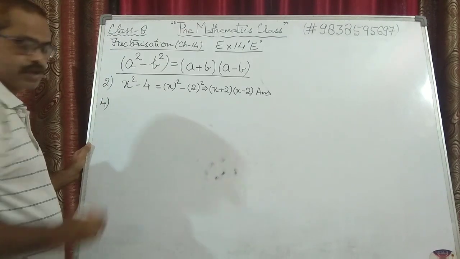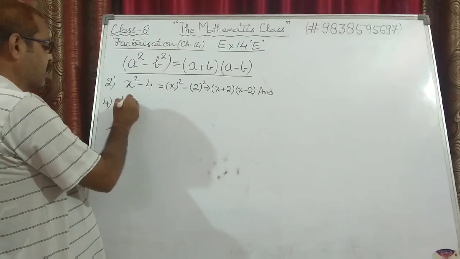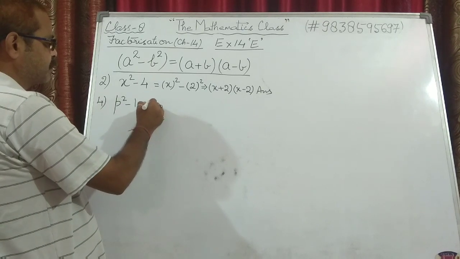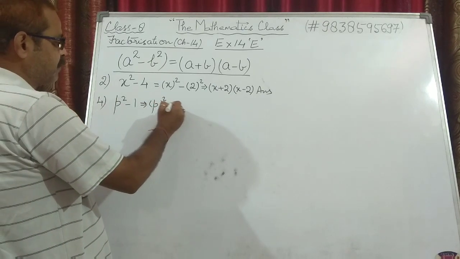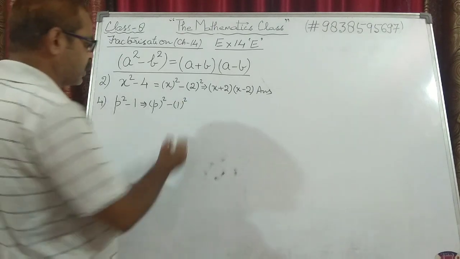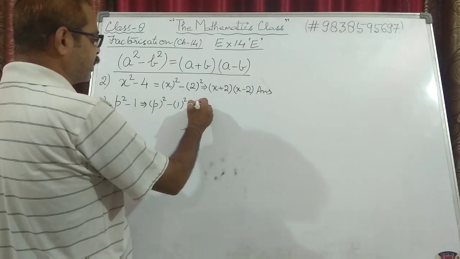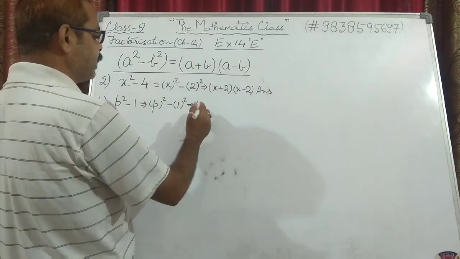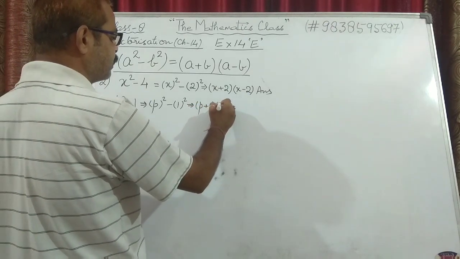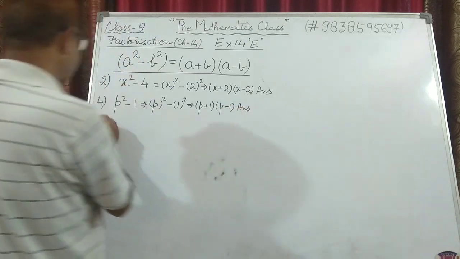Now the fourth question, p square minus 1. Now what is p square minus 1? p square can be written as p whole square, and 1 can be written as 1 square, because 1 square is 1 itself. It means this is again in the form of a square minus b square, which can be written as (a plus b) and (a minus b). So a is p, b is 1, so (p plus 1) and (p minus 1), that is the final value.